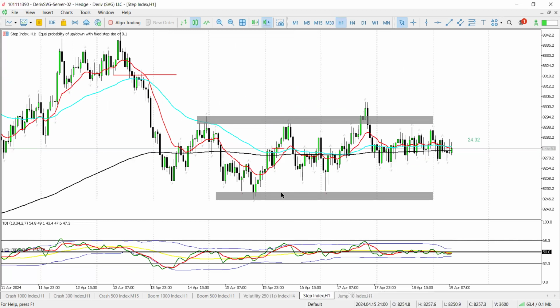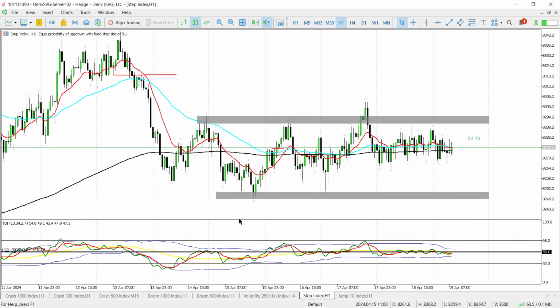Step index, you can see it's choppy. We made a good decision yesterday by not trading it at all. The view applies even today. It hasn't changed. You can see we're still trading within that range. So step index, I would prefer staying away from it until we get something clear. Right now, it's very choppy.